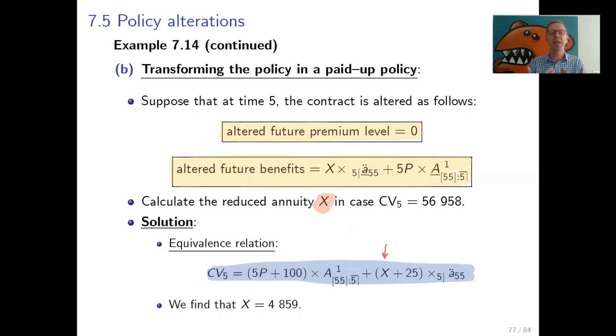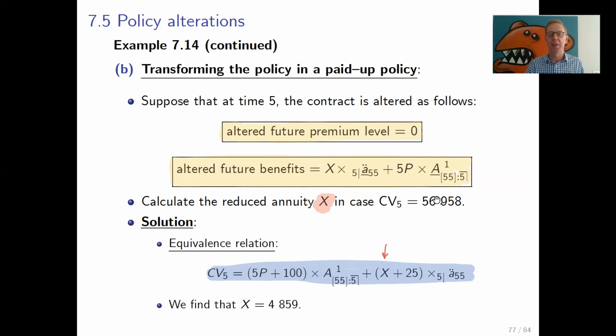Let us now have a second example where, in this second kind of transforming the contract in example 7.14, we transform the policy in a paid-up policy. So suppose at time 5 the contract is altered as follows. The altered future premium level is 0. So we are at time 5 and the policyholder doesn't want to pay any premium. Of course, then the future benefits will also be changed. And the future benefits will be as follows.